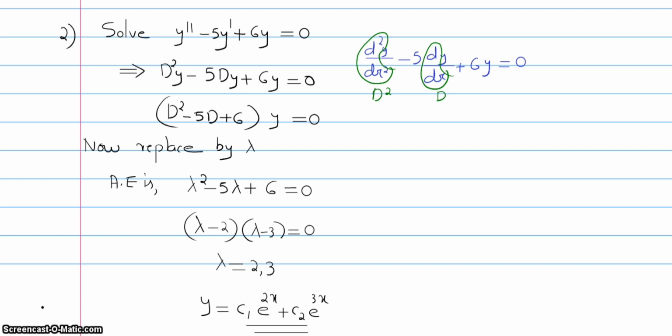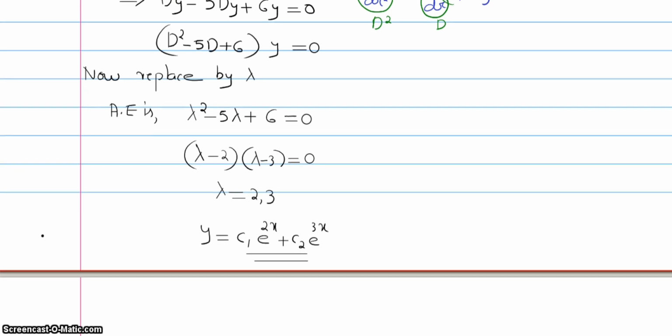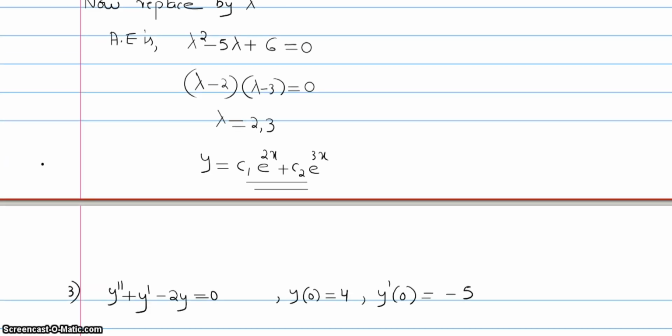Now replace this capital D by lambda. We will get the auxiliary equation as lambda square minus 5 lambda plus 6 equal to 0. While solving this quadratic equation, we will get two roots, 2 and 3. These two roots are real numbers and at the same time they are different. So case 1 arises.